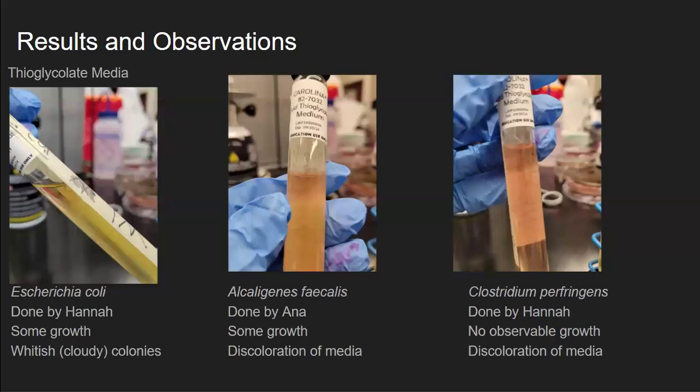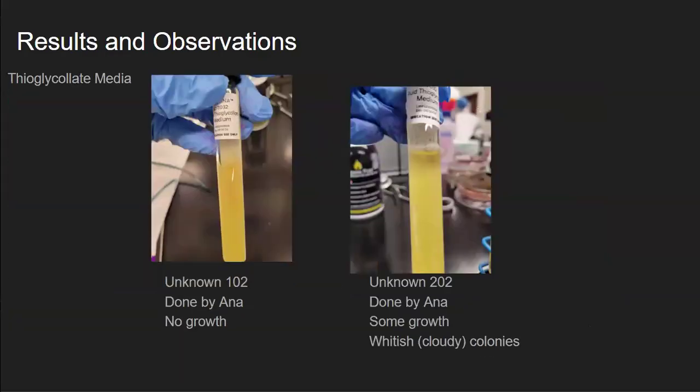For the thioglycolate media, Escherichia coli had some growth of white cloudy colonies. Alcaligenes faecalis had some growth with discoloration of media, and Clostridium perfringens had no observable growth but also discoloration of media. For two unknowns, 102 had no growth, but 202 had some growth and whitish cloudy colonies.